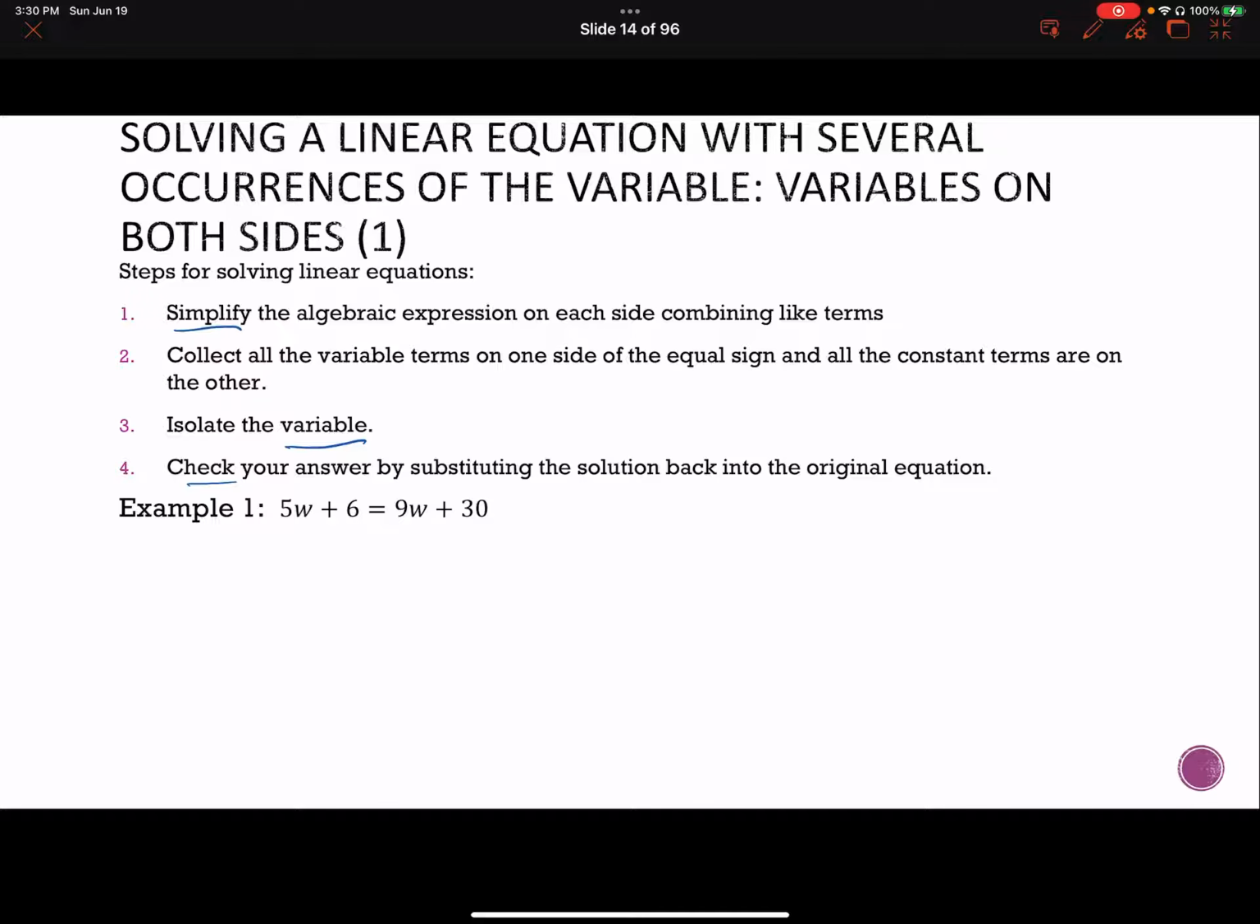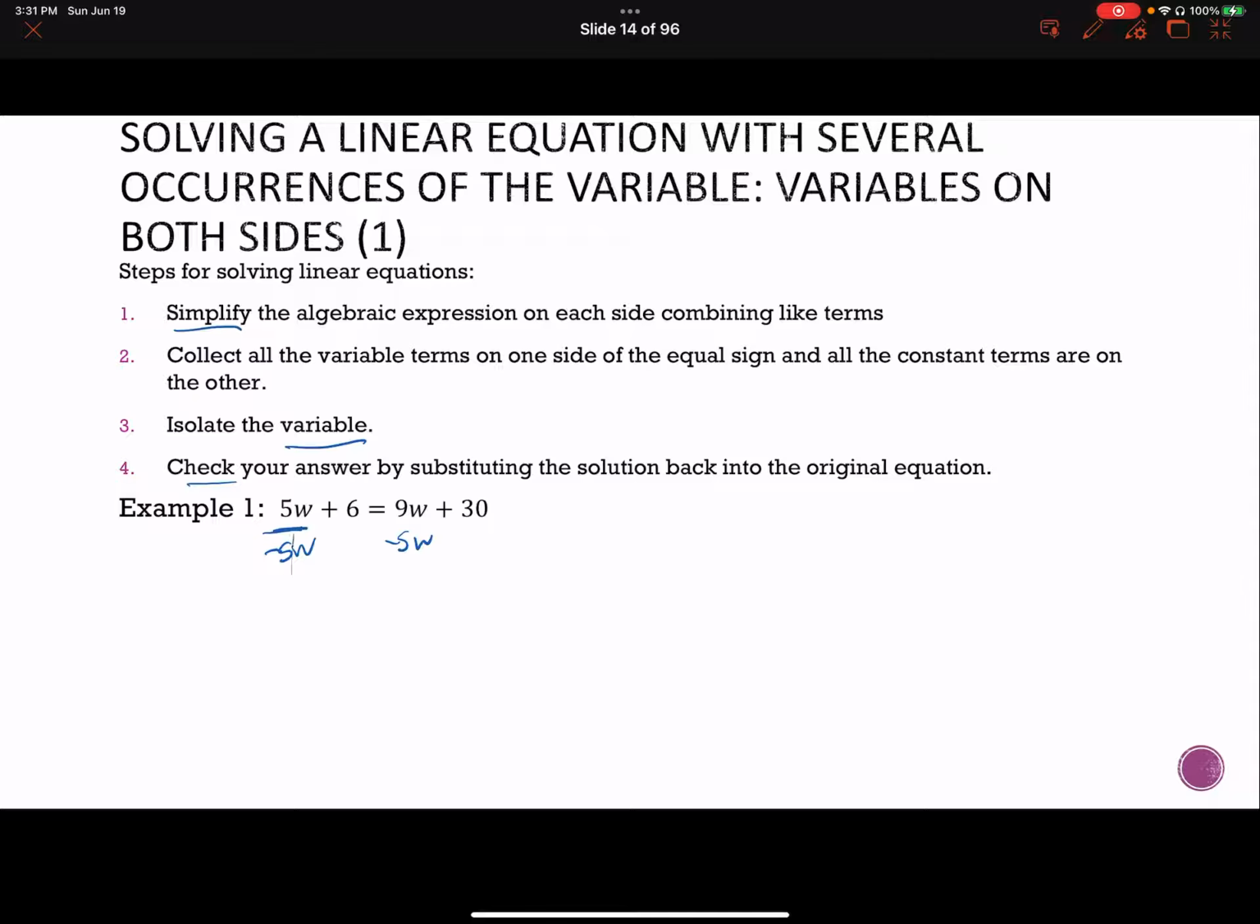So example 1, I have 5w plus 6 equals 9w plus 30. Now I could either move my constants to the left or to the right, and I'm going to choose to make it so I work with as few negatives as possible. So I'm going to go ahead and move this 5w from the left-hand side to the right-hand side, and that makes my variable not negative, but now I see my constant will be. So we're just going to subtract 5w from both sides.